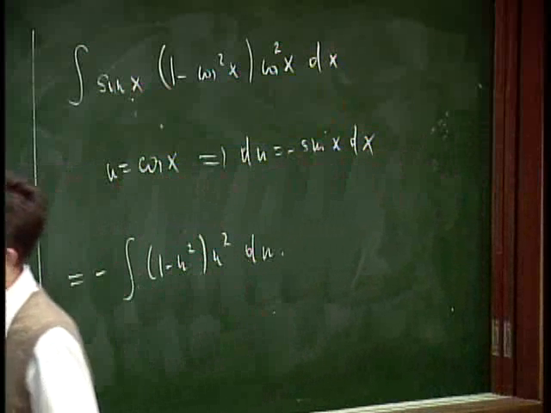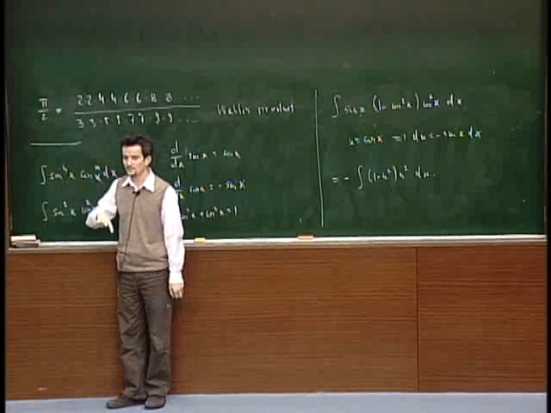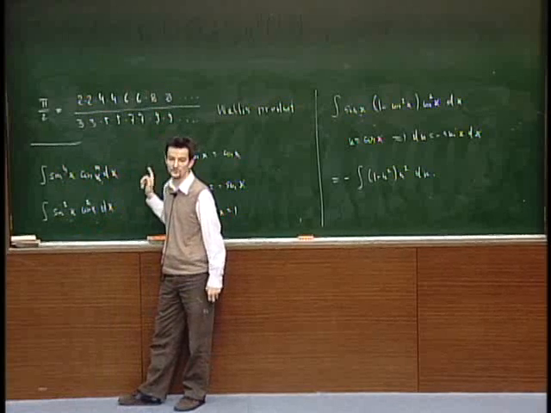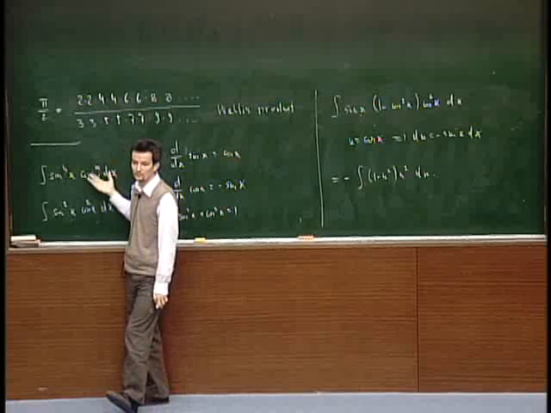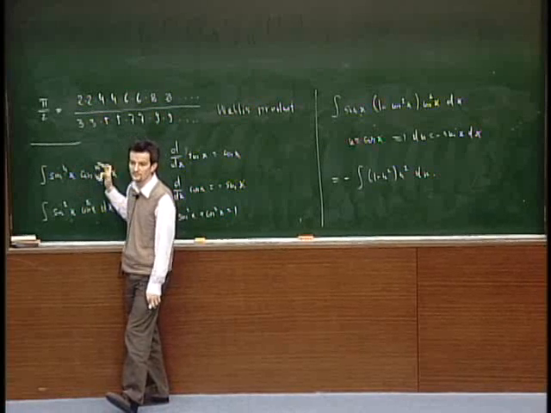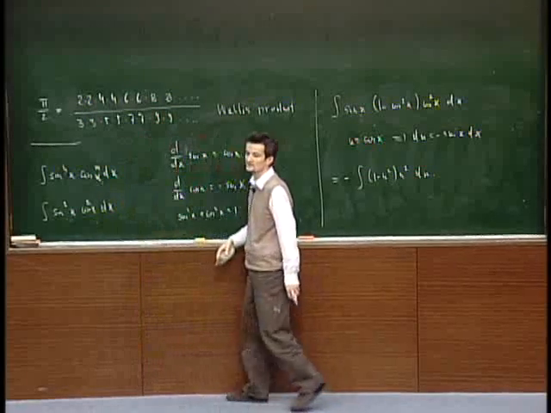So we observe once more, if n is odd, it's an odd number, we can always take out one sine, replace the rest by cosine, and make the substitution u is equal to cosine of x. Now, if m is odd, the same, because of symmetry. So the only case which is left is n and m are both even.